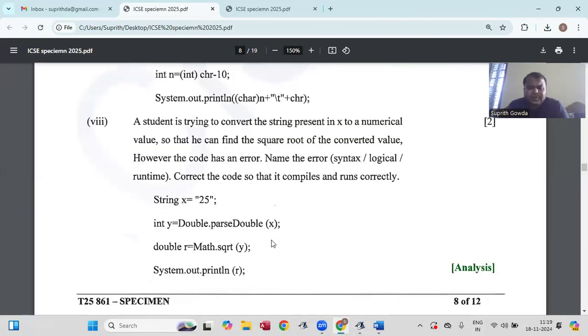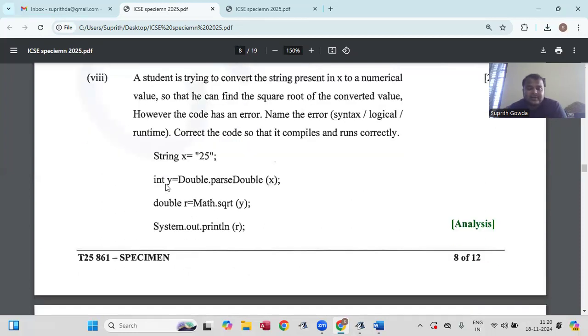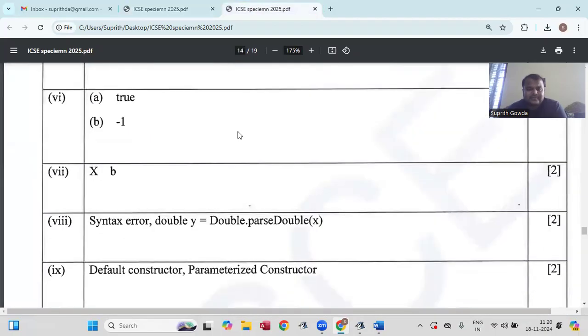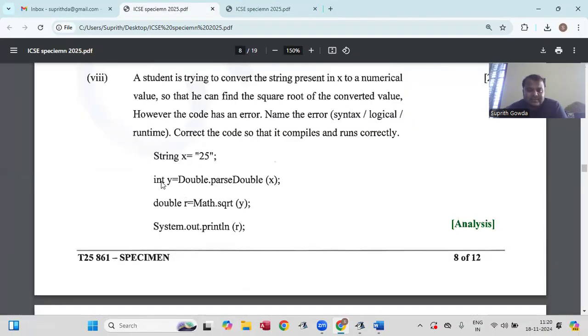Now a student is trying to convert a string present in x to a numerical value, and find the square root of the converted value. Where the code has an error, name the error and correct the code so it compiles correctly. String x is taken as double. Integer y is taken with return type integer. Double.parseDouble means the return type is also double here. That is the only error. Double y, yes, you have to take double. So you take 25, the string is converted by parseDouble, and Math.sqrt of 25 gives 5.0, not 5, because the return type is double.